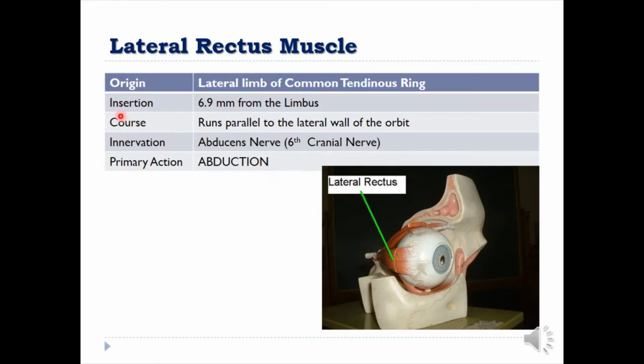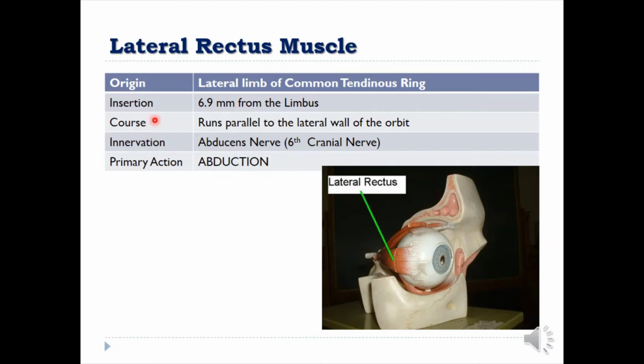Insertion, of course, is onto the limbus. It is inserting onto the sclera, 6.9 millimeter from the limbus. This is the limbus, 6.9 millimeter from the limbus.